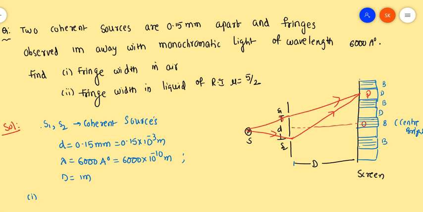Then what are they asking in the questions? First, the fringe width in air. What is the formula for the fringe width? Lambda capital D by small d. The next question they are asking is the fringe width in a liquid whose refractive index nu is equal to 5 by 2. They are asking the fringe width in the liquid. You know the fringe width formula in the liquid and in air. Based on that you solve these problems. Okay. Thank you for watching my lecture.